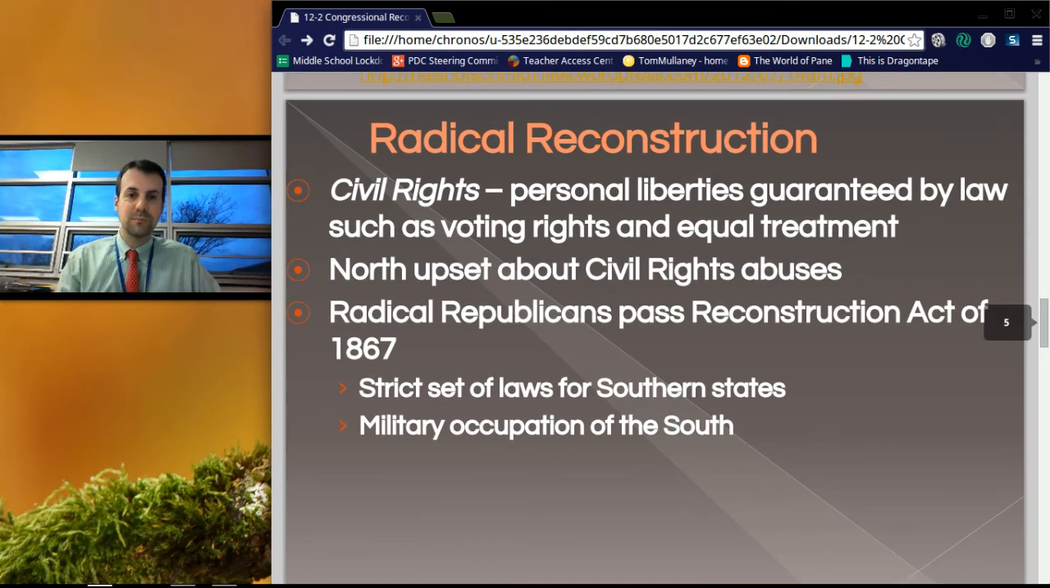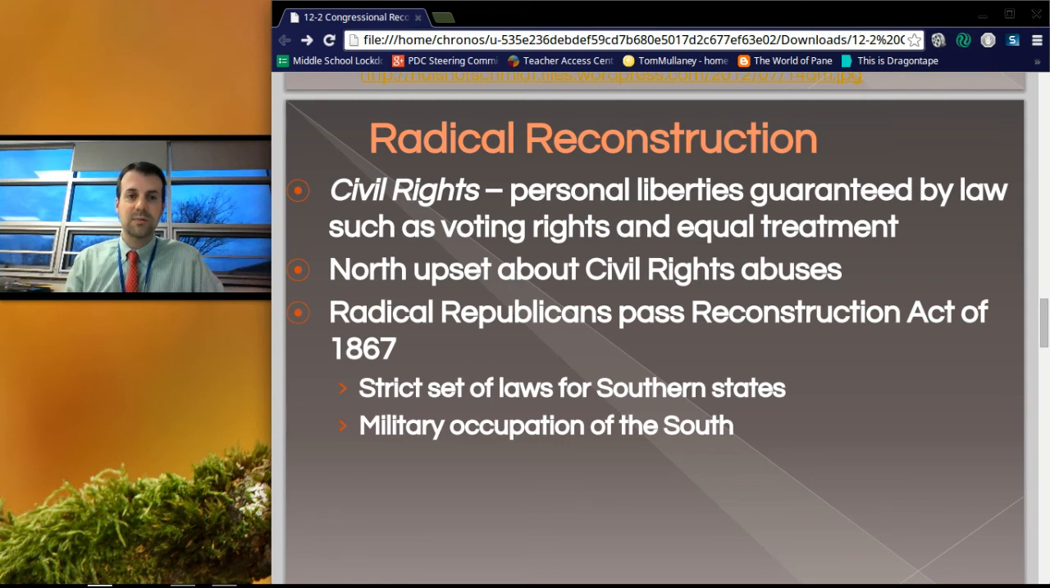Radical Reconstruction. Civil rights, important vocabulary. Personal liberties guaranteed by laws such as voting rights and equal treatment. The North was upset about abuses of African American civil rights in the South. Radical Republicans passed the Reconstruction Act of 1867, which sets a strict set of laws for southern states and a military occupation of the South.